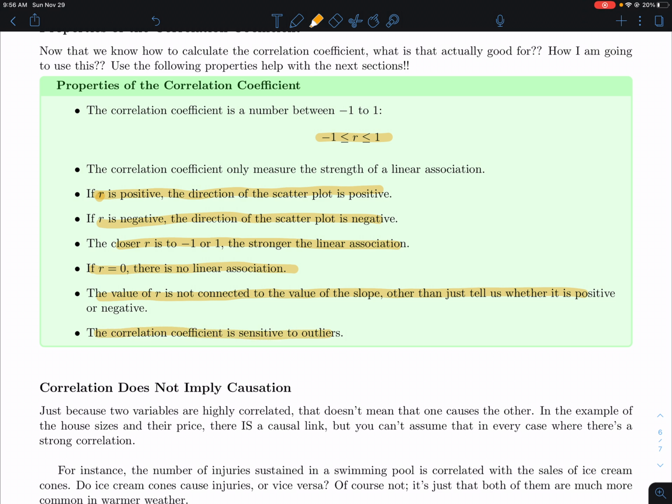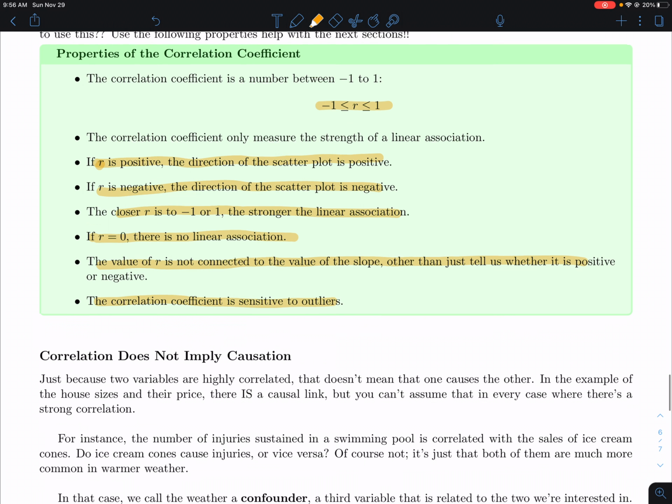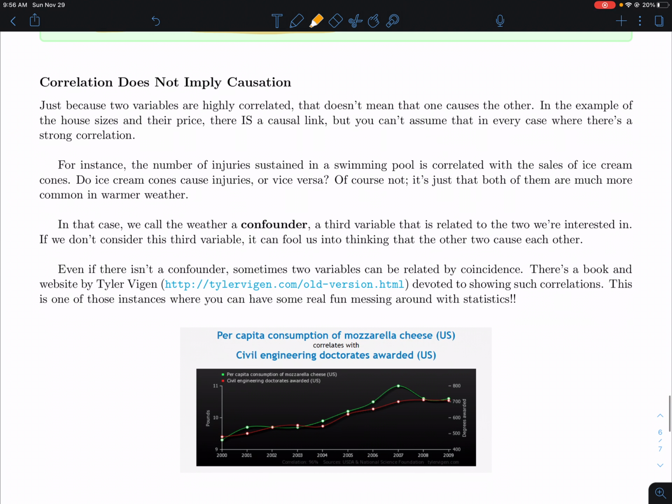And the correlation coefficient, as you can imagine, since we're using every value in the calculation, because we're calculating the mean, not the median, it is sensitive to outliers. So outliers could actually mess up the correlation coefficient. All right, last thing, this is just kind of fun. What you have to be careful of is that correlation doesn't necessarily imply causation. What does that mean? Just because two variables are highly correlated, which means that they'll make a nice linear regression, doesn't mean that one causes the other.